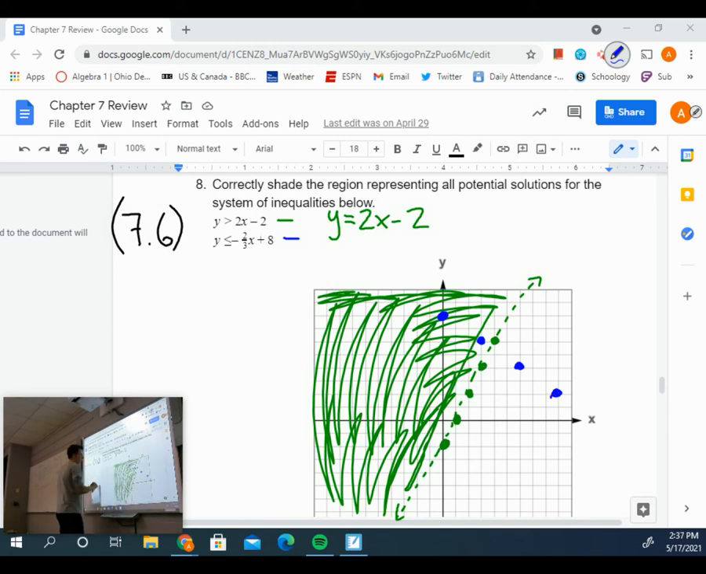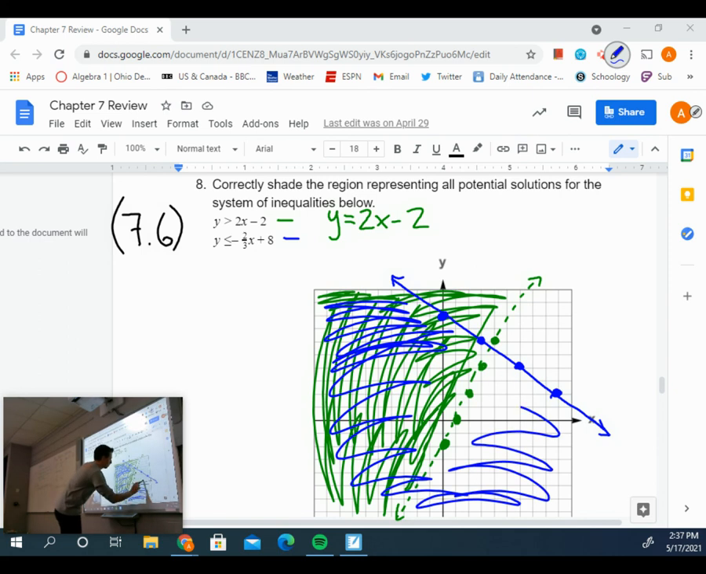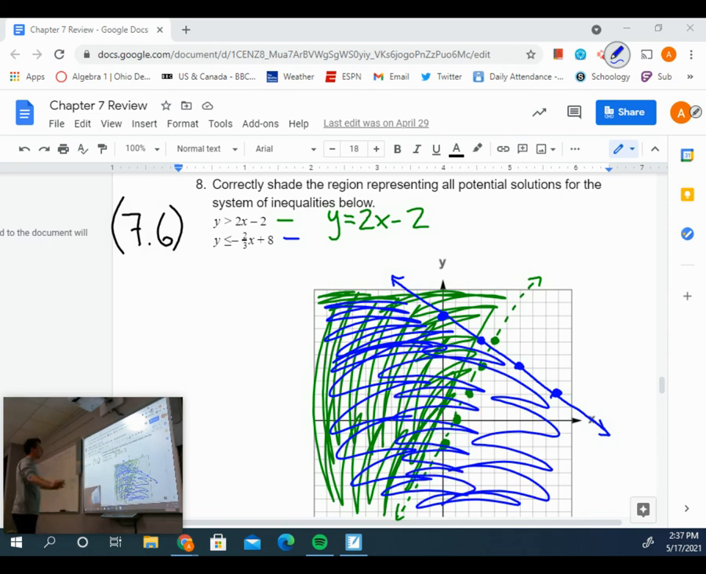This does have an equal to, so the boundary will be marked with a solid line, indicating points on the boundary make the inequality true. And in this case, the open side of the inequality is facing away from the y, indicating we want to shade below the line. And so we do just that. In your shaded region, the solution will be this area that got shaded twice, right?